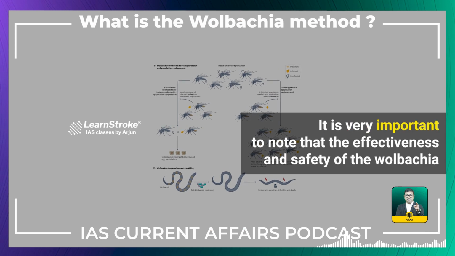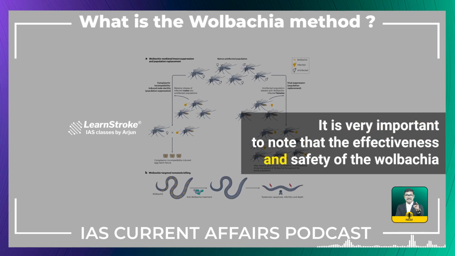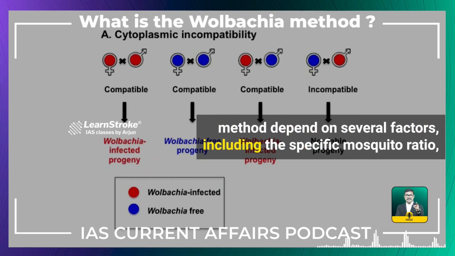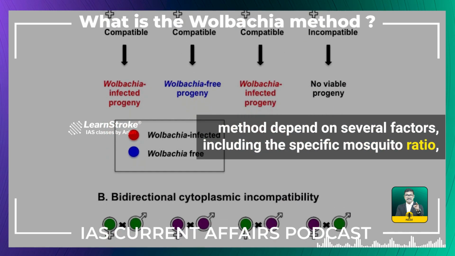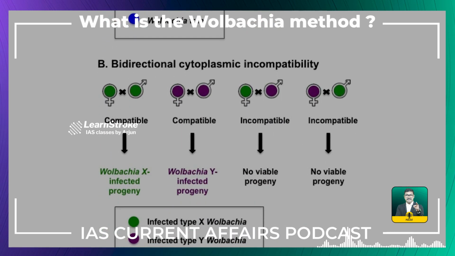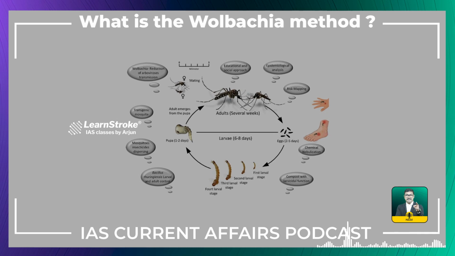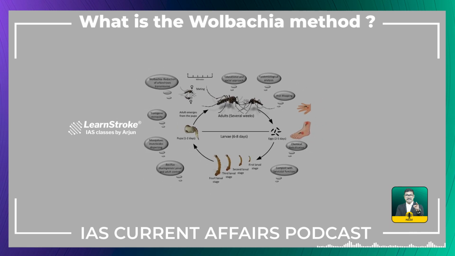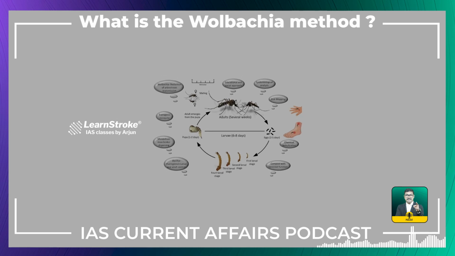It is very important to note that the effectiveness and safety of the Wolbachia method depend on several factors, including the specific mosquito ratio, the strain of Wolbachia used, and the local ecological context. Research and field trials continue to assess the feasibility and long-term impact of this biological control strategy.